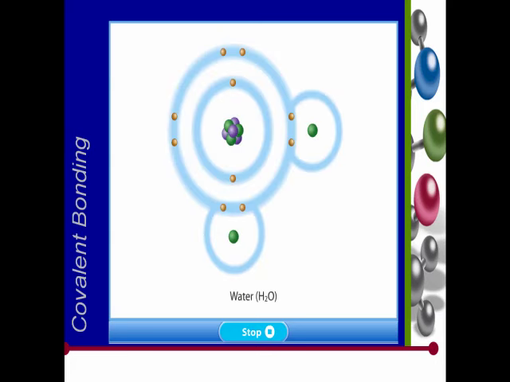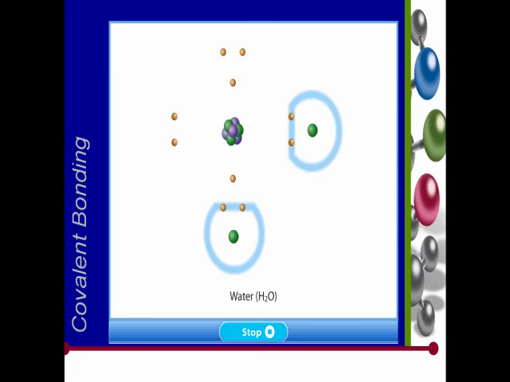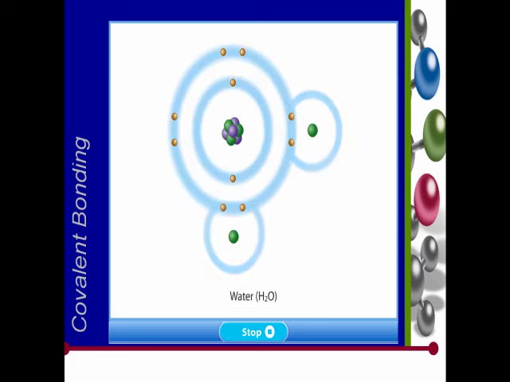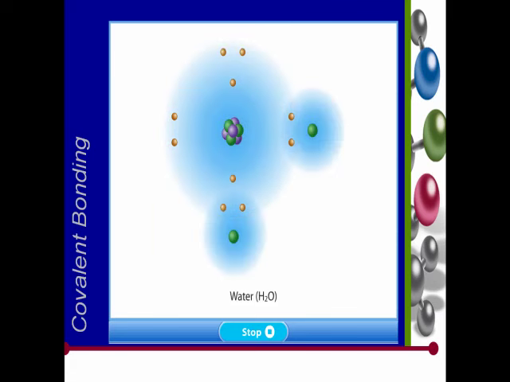Water molecules are also held together with covalent bonds. Again, we see that covalent bonding gives each atom a full outermost energy level. The outermost energy level for hydrogen can hold 2 electrons. The outermost energy level for the oxygen can hold 8 electrons. In covalent bonds, the shared electrons move between the atoms that share them, forming a single electron cloud around both atoms.